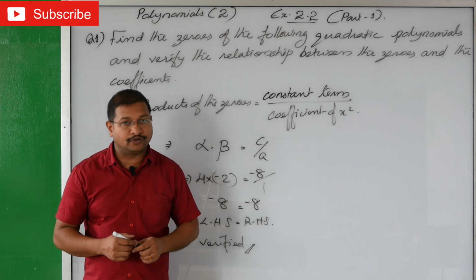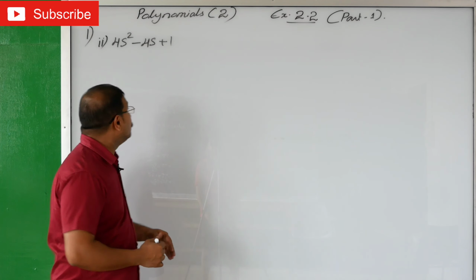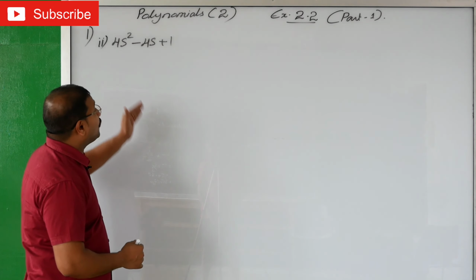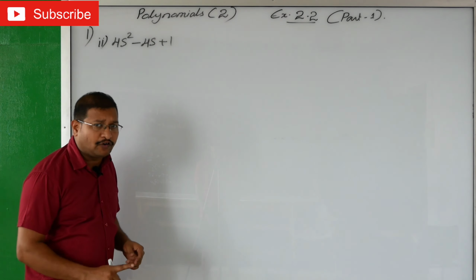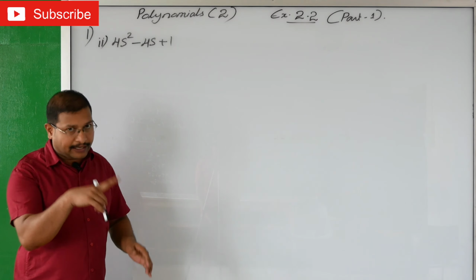It's okay. Let's go to the next question. Let's see question number 2: 4s square minus 4s plus 1. So we want to find out first the zeros. After that we'll verify. Ready?